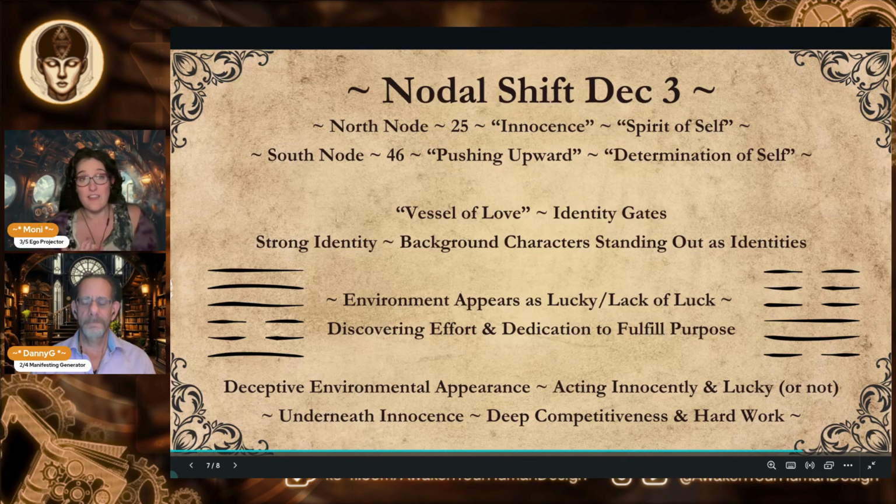And the other thing that Ra mentioned is that this is a kind of deceptive environmental appearance, because it's about acting innocently, and luck or lack of luck. But underneath that innocence, there's deep competitiveness and hard work. The innocence is gate 25, but you've got that 51 link-up, which is about competitiveness, willpower and work. Yeah, and the 46, obviously with a 29 pointing at it, has pushing upward all over the place.